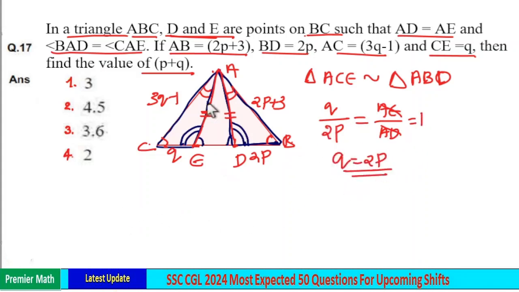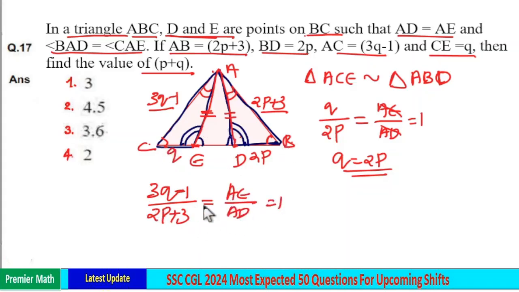And here we have these two sides. Now how to get this side? Take this angle. Here opposite to this angle is equal to 3Q minus 1. And here opposite to this angle is equal to 2P plus 3, which is in the same ratio of AE by AD. That is, opposite to C and opposite to B, AE by AD, which is 1, which means 3Q minus 1 is equal to 2P plus 3.